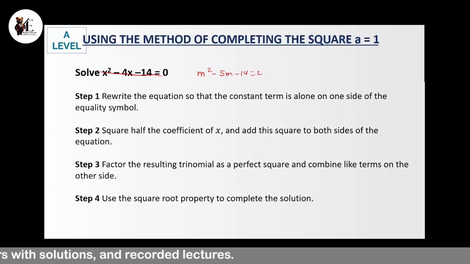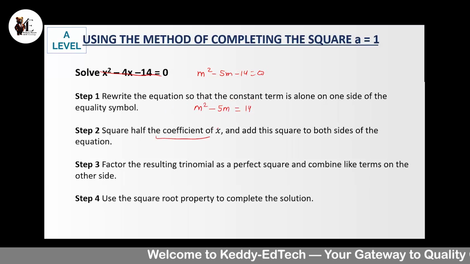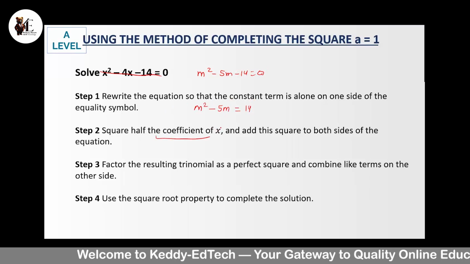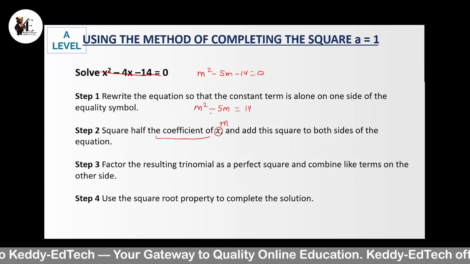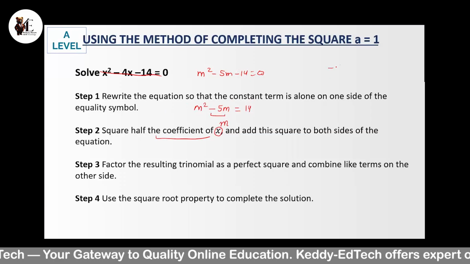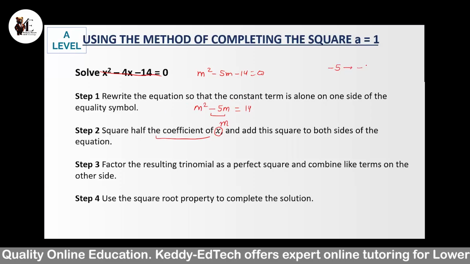Okay. So the first step will be to shift the constant term to the other side. So that will be m square minus 5m is equals to 14. Negative 14 will become positive 14. In the next step, find the coefficient of x. But here we don't have the variable x, we have variable m. So we have to find the coefficient of m. So that is negative 5. Then we have to do half of it. So for half, we divide the number by 2.